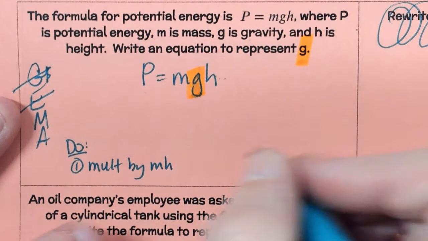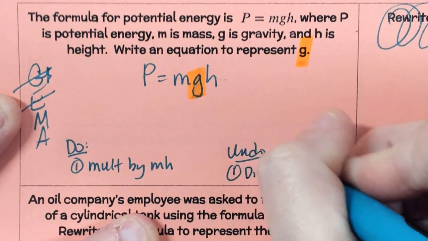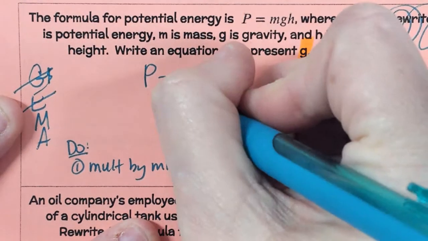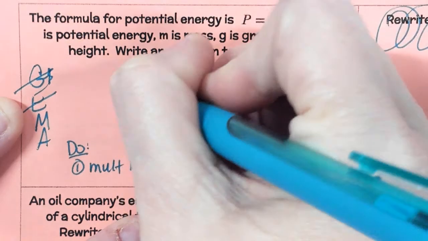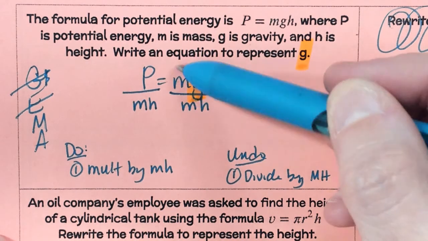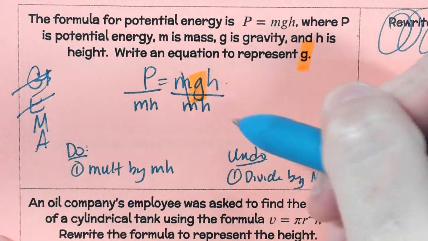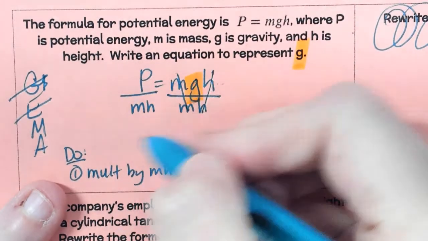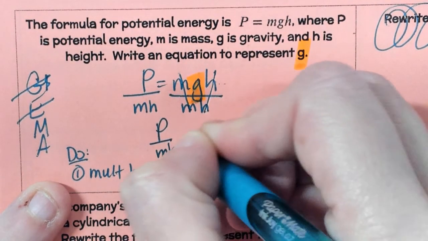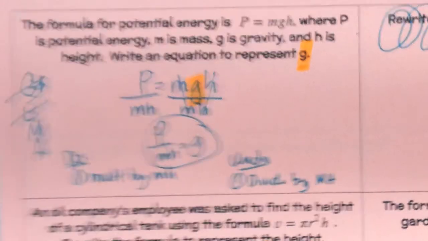Okay? All right. So how am I going to undo that? Divide. I'm going to divide by mh. Okay? So I divide by mh, and I do that on both sides. So what happens to these two m's? They cancel, right? They cancel out. And what about these two h's? They cancel out. Well, does anything cancel over here? Nope, because there's nothing the same on top and bottom. So I have P over mh equals g. And I'm done. That's it. It's all one step today.